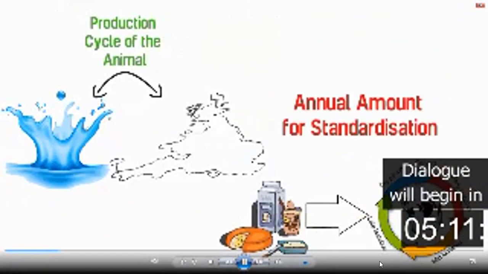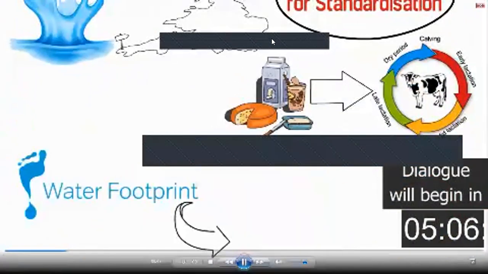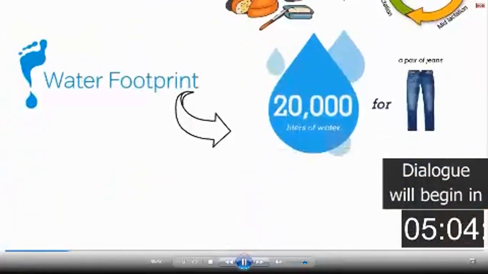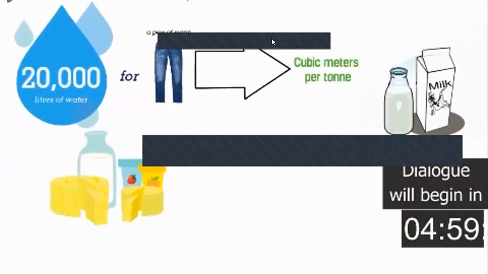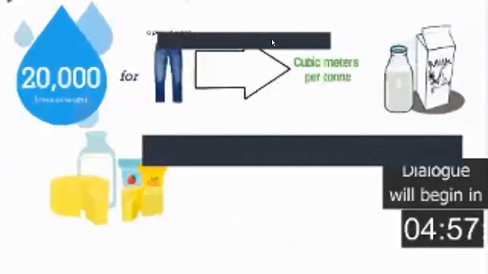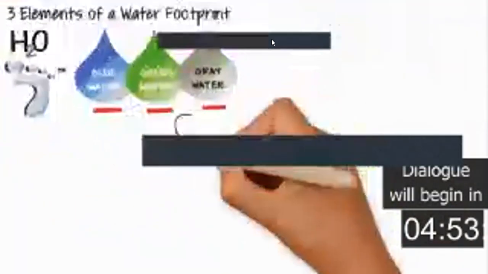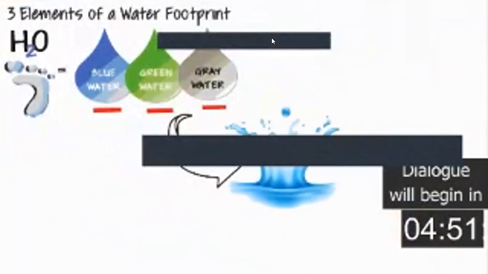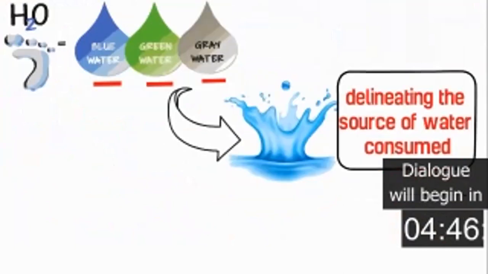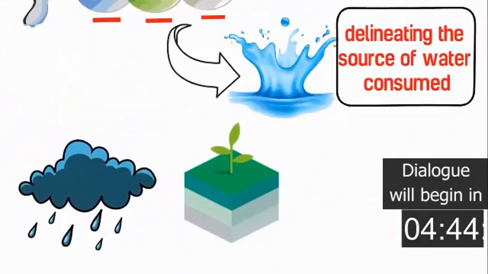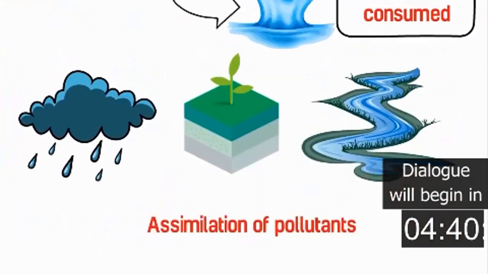standardization of the estimates. The water footprint measures the amount of water used to produce each of the goods and services used in dairy production. It is usually measured in cubic meters per ton of milk produced. The water footprint has three components: green, blue, and gray. Together, these components provide a comprehensive picture of water used by delineating the source of water consumed, either as rainfall, soil moisture, or surface groundwater, and the volume of fresh water required for assimilation of pollutants.